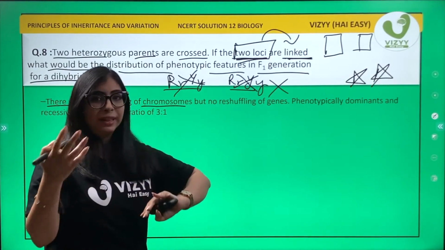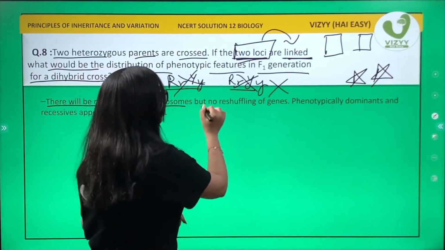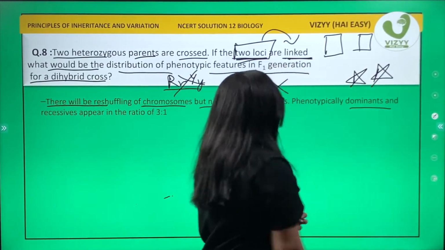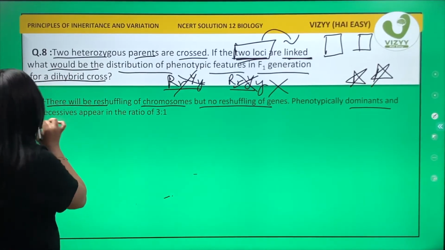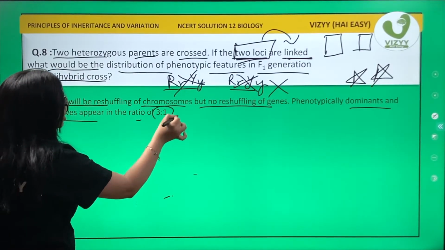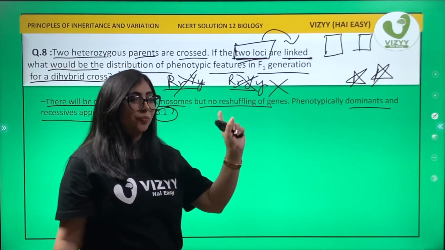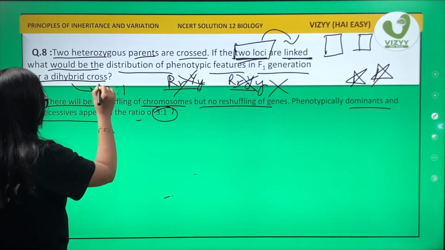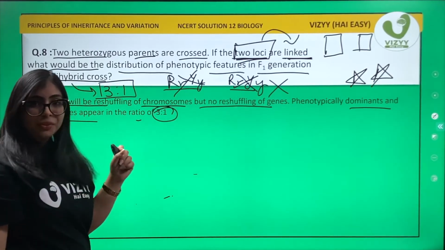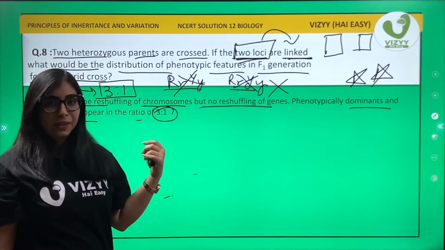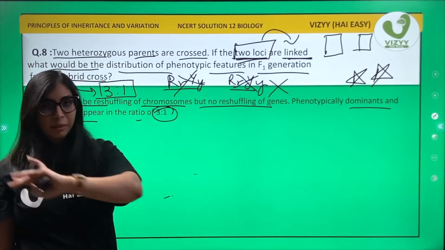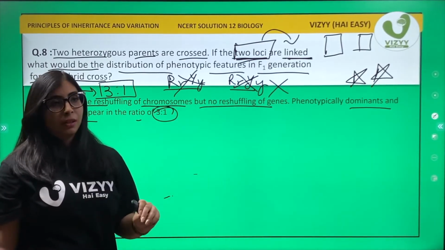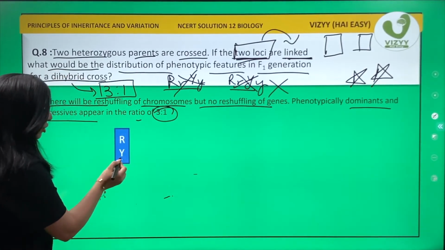So the chromosome will be reshuffled, but genes will not be reshuffled. But no reshuffling of genes. So phenotypically, dominants and recessives appear in a ratio of 3:1. So for this dihybrid cross, the ratio is what? 3:1. Strange, right? Dihybrid ratio is 9:3:3:1. But over here it's what? It's 3:1. Why so? Magic. This is your first.